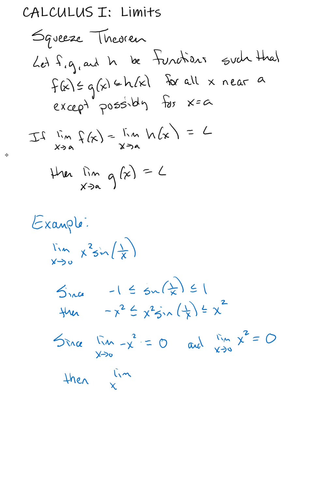So now I can see that because I've squeezed my function into the middle of these other two functions, I can confidently say that the limit as x approaches 0 of x squared times the sine of 1 over x is also equal to 0.